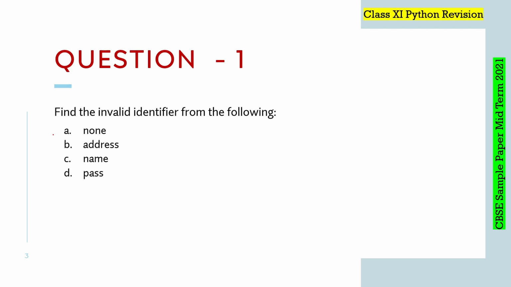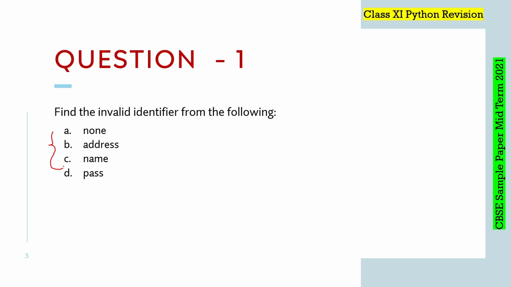So this is question number 1 from the CBSE sample paper midterm 2021, and this question comes under the topic Class 11 Python revision. The question goes like this: you need to find the invalid identifier from the following options. Some options have been given to you, and out of these you need to find which one of them is an invalid identifier.